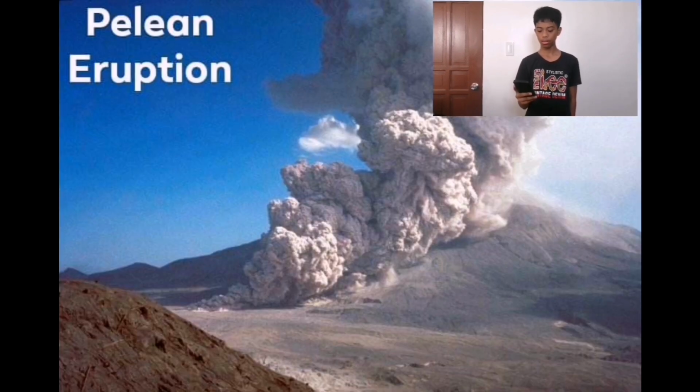Peléan eruptions are a type of volcanic eruption. They can occur when viscous magma, typically of rhyolitic or andesitic type, is involved, and share some similarities with Vulcanian eruptions.